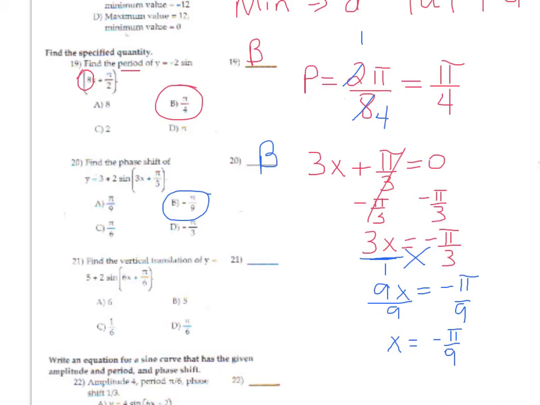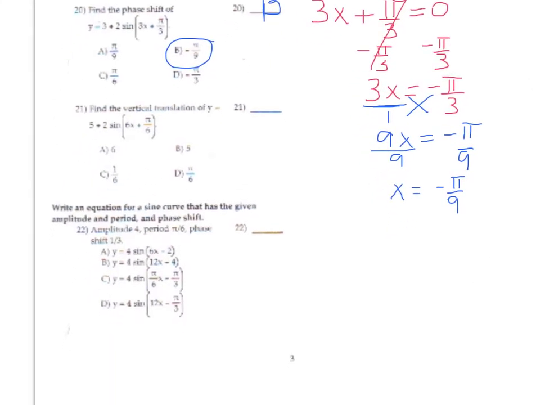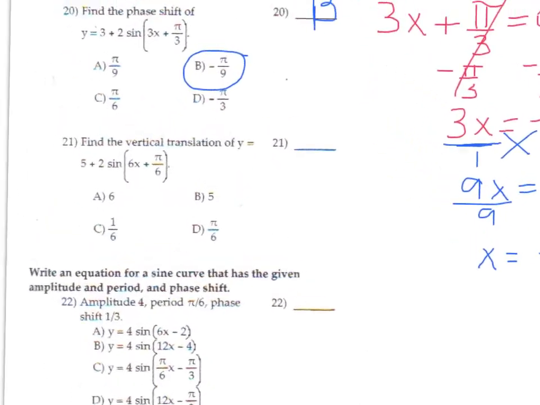Number 21. It says find the vertical translation. If you recall, the formula for the sinusoid is f of x equals a sine of... let me erase this space right here. I couldn't erase it. Let me just erase the whole thing and move it to the other side. Let me make this bigger.